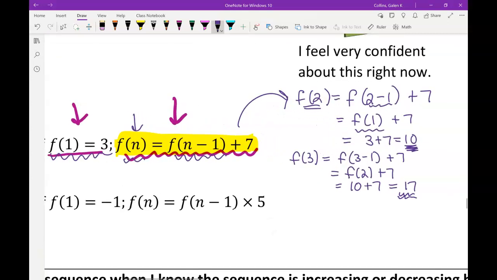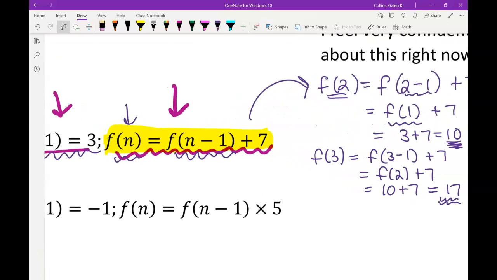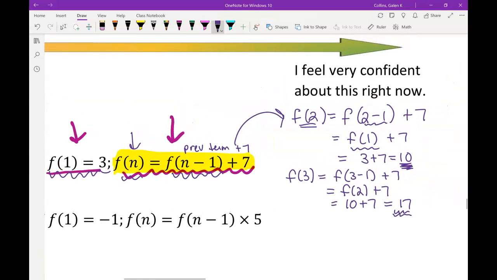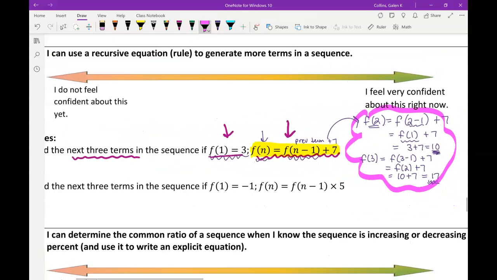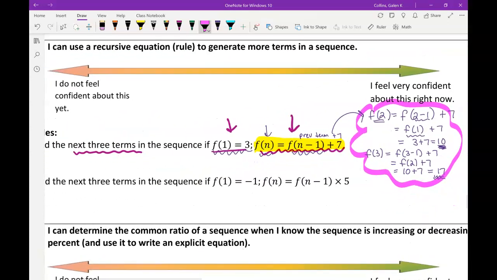But I might notice, looking at my recursive rule, if I interpret this as add 7 to the previous term, I can also just write out the sequence without evaluating the function. So the work that I just did over here, I evaluated that recursive equation that was in function notation, but I could also just interpret the pattern from my equation. And for some students, you might prefer one way of thinking over the other.